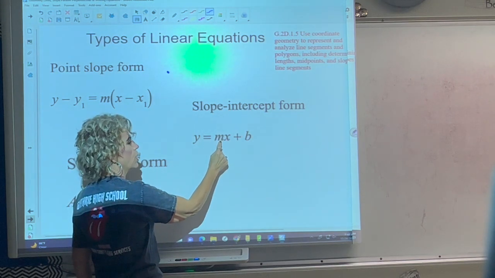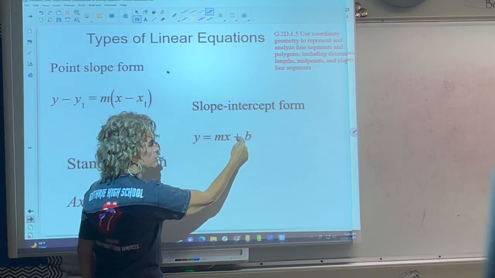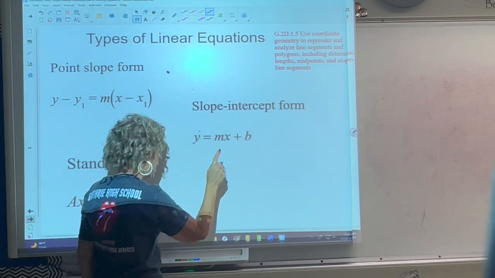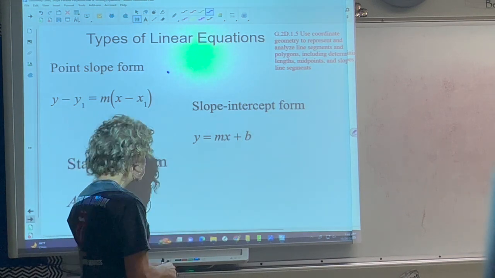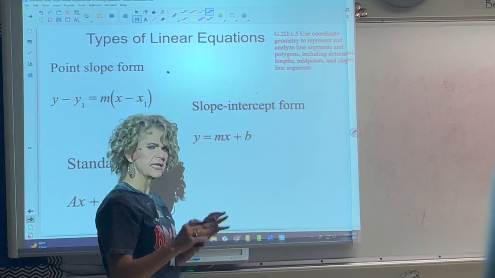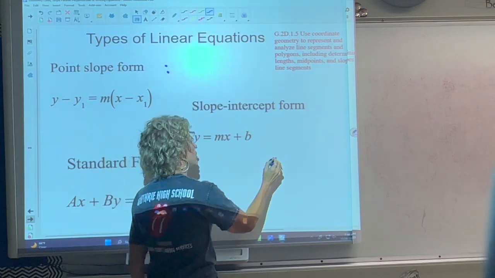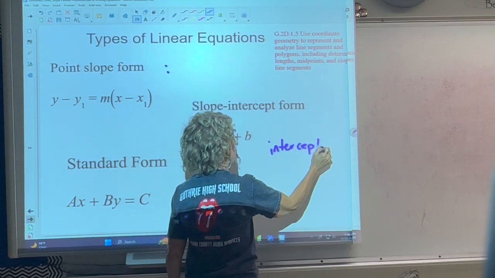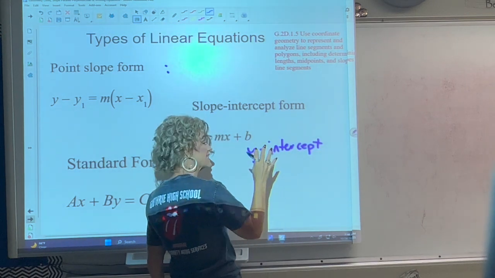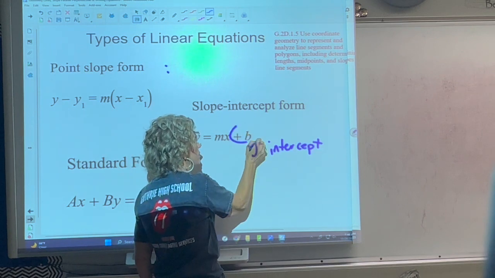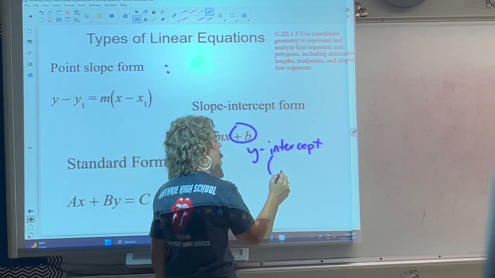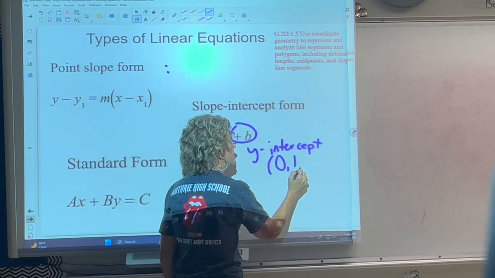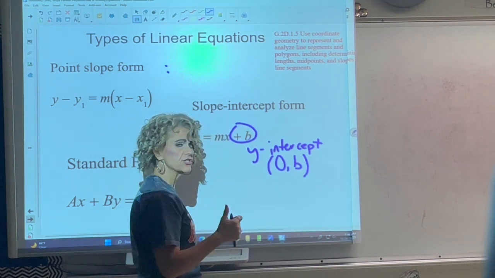y equals slope times x plus or minus your y-intercept. This is here. But here's the deal. On a y-intercept, technically an intercept is a set of points. So your intercept isn't b, okay? Your y-intercept is not just b. It is a set of coordinates (0, b), every time, all the time.